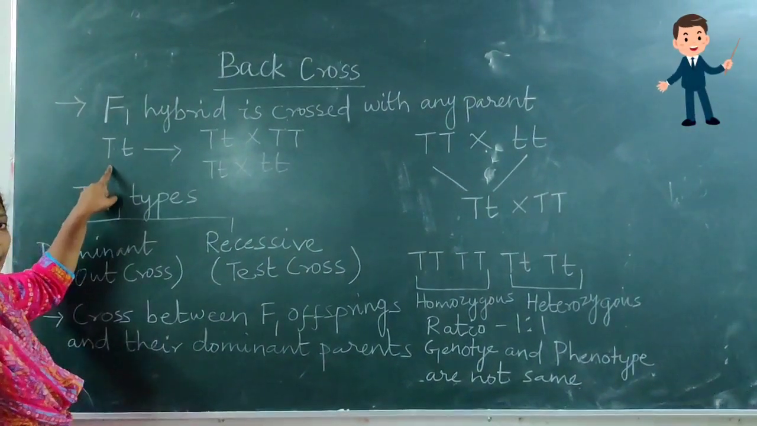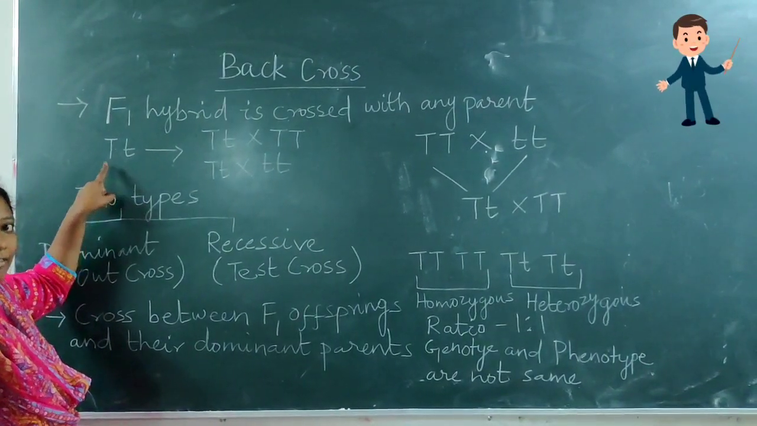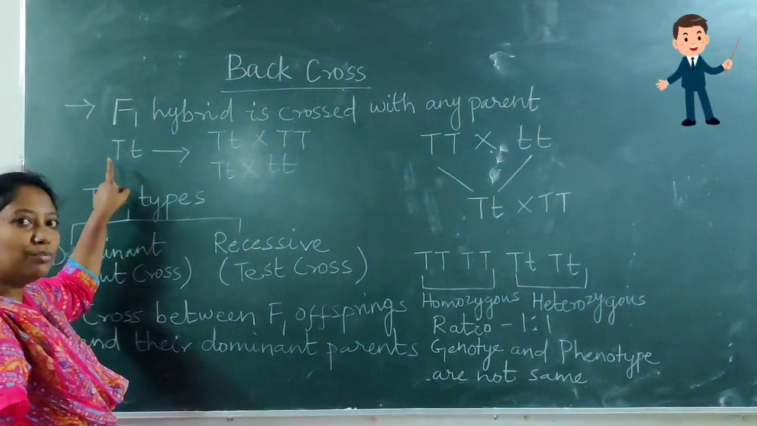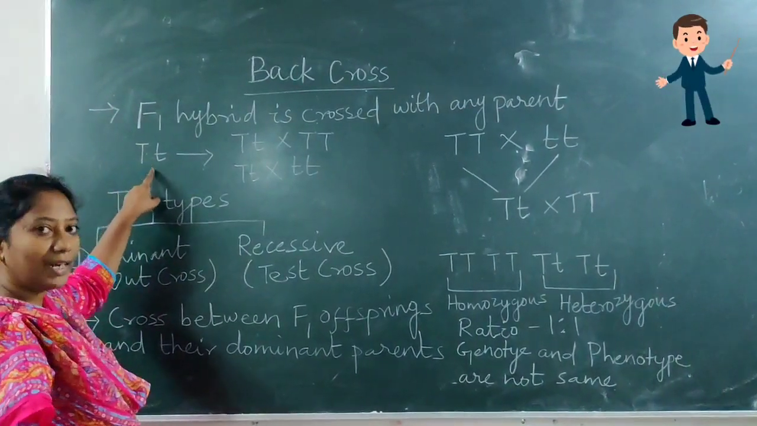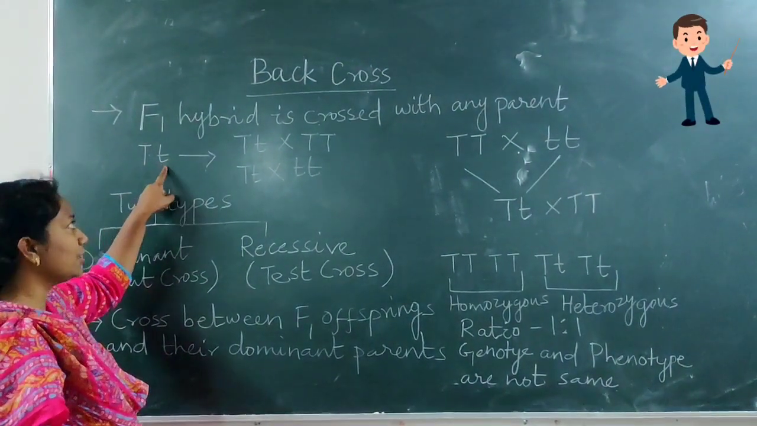F1 hybrid from monohybrid cross, we know how to get the F1 hybrid. Where two homozygous parents, tall and dwarf, are crossed, then we get F1 hybrid, which is capital T and small t.